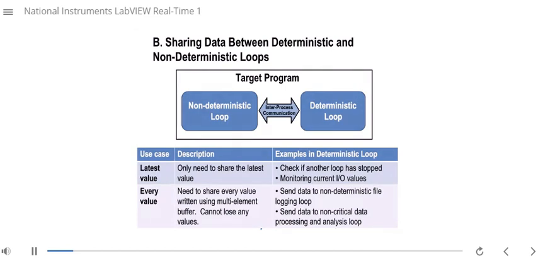So let's say we have a deterministic loop and we need to communicate the latest value to the non-deterministic loop. So that's what we see under the description. We only need to share the latest value. Some examples of this is maybe we want to check if another loop has stopped. So we just see the status of some other loop through maybe a Boolean.